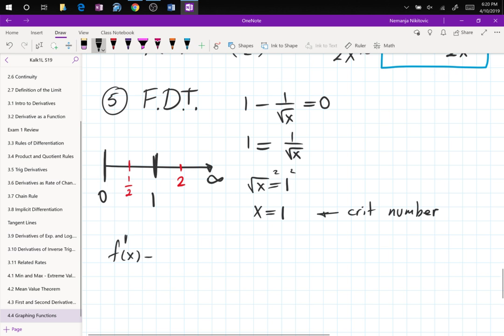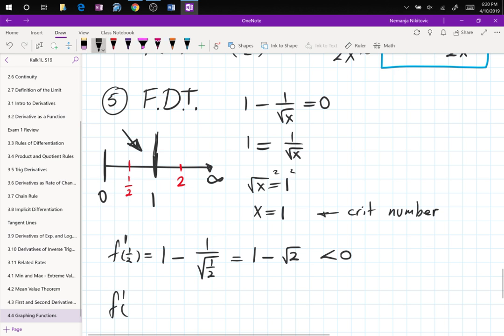f prime of 1/2 is equal to 1 minus 1 over the square root of 1/2. This is 1 minus root 2. If you do the double fraction, and I don't care what the value is, it's just negative. The value is negative because root 2 is bigger than 1. I don't care about decimals.